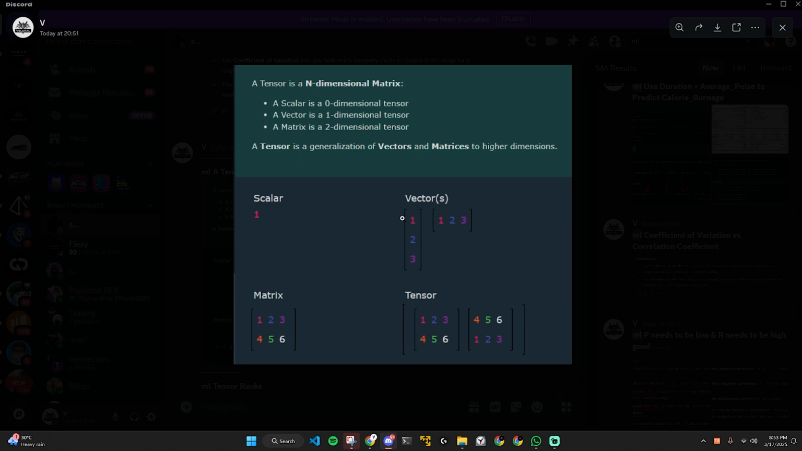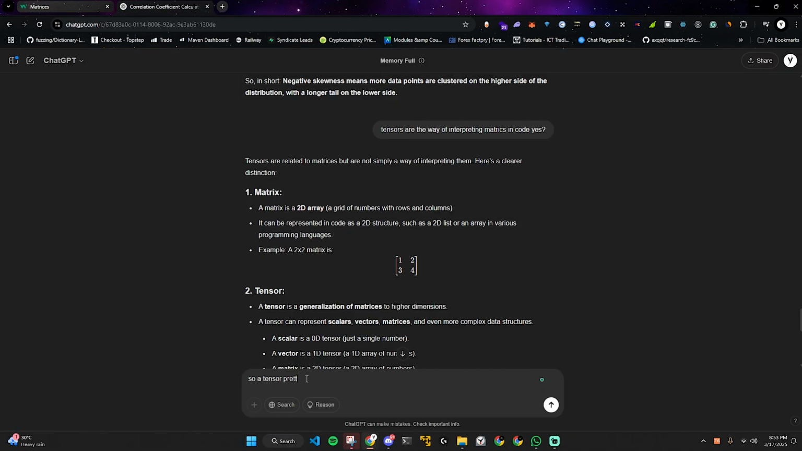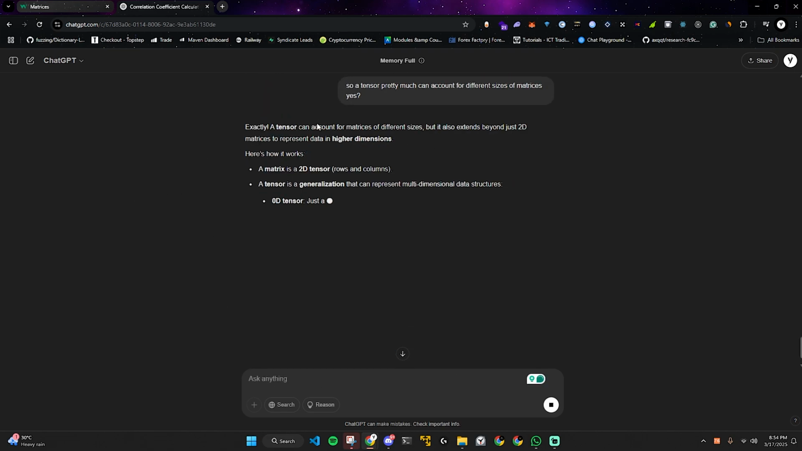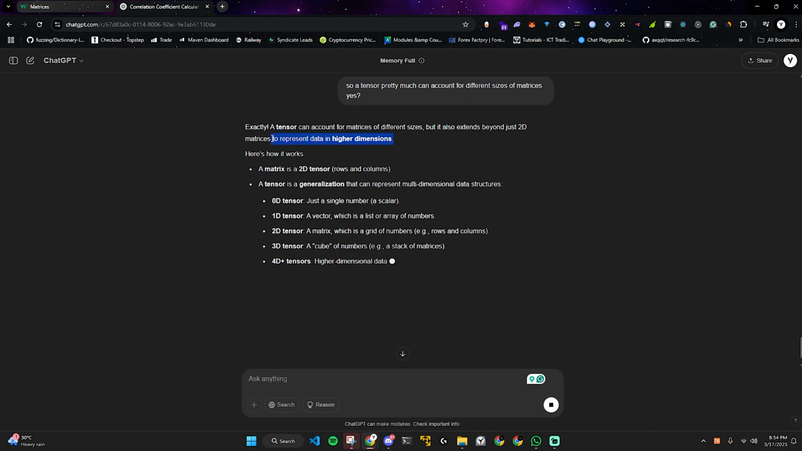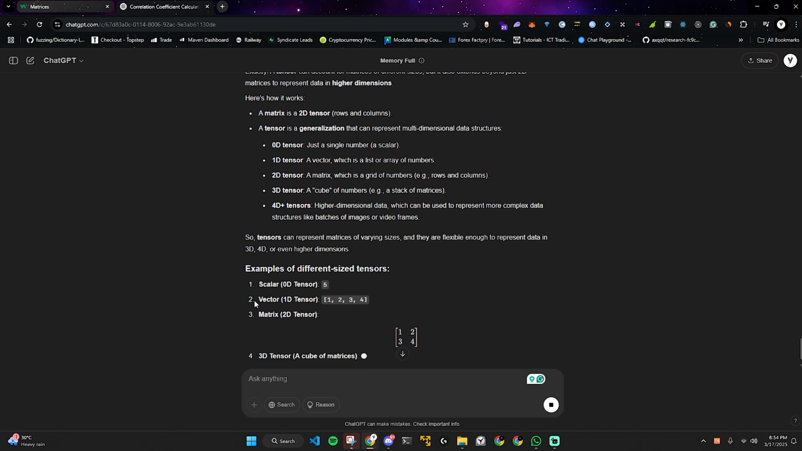So 1 dimension, that's one way. And then 2-dimensional, which is 2 ways. And then we have a tensor. A tensor is a generalization of vectors and matrices to higher dimensions. Right. So a tensor can fit different sizes, I'm assuming. So a tensor pretty much can account for different sizes of matrices. Yes. Right. Okay. It also extends 2D matrices to represent data in higher dimensions. Right? A scalar is obviously a 0D tensor.